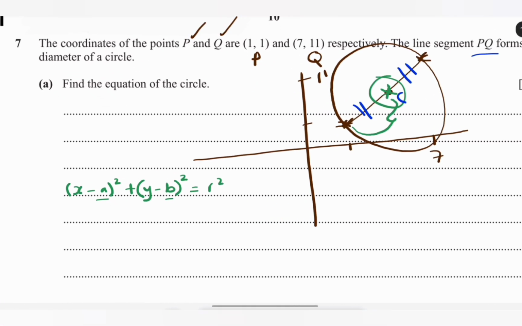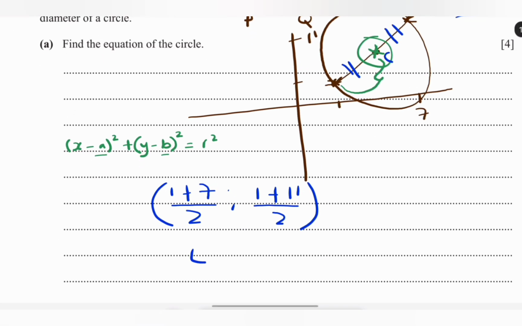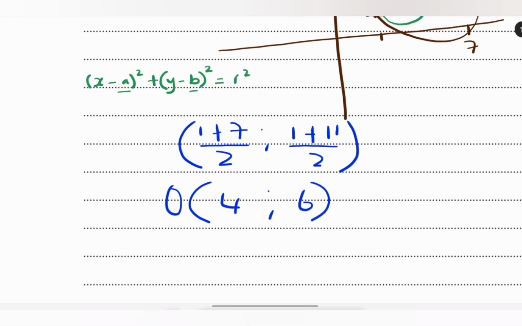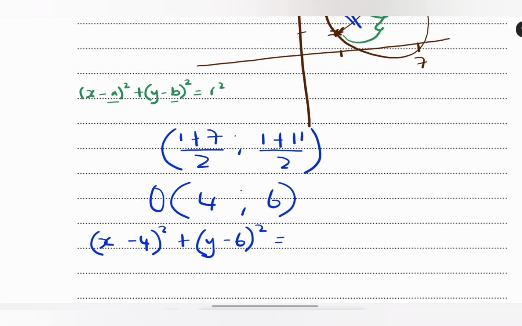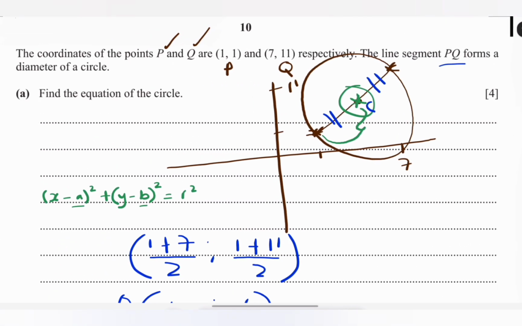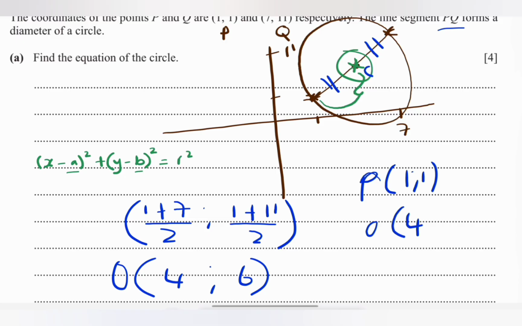So to get the midpoint, we add the x coordinates, then we divide by 2, then the y coordinates, then we also divide by 2. That is 8 over 2, which comes down to 4, then 12 over 2, which is 6. So our center, which we can call O, is at (4, 6). So then our equation will be (x minus 4) squared plus (y minus 6) squared is equal to r squared. For r squared, we're just going to use P, which is (1, 1), and our center O, which is (4, 6).